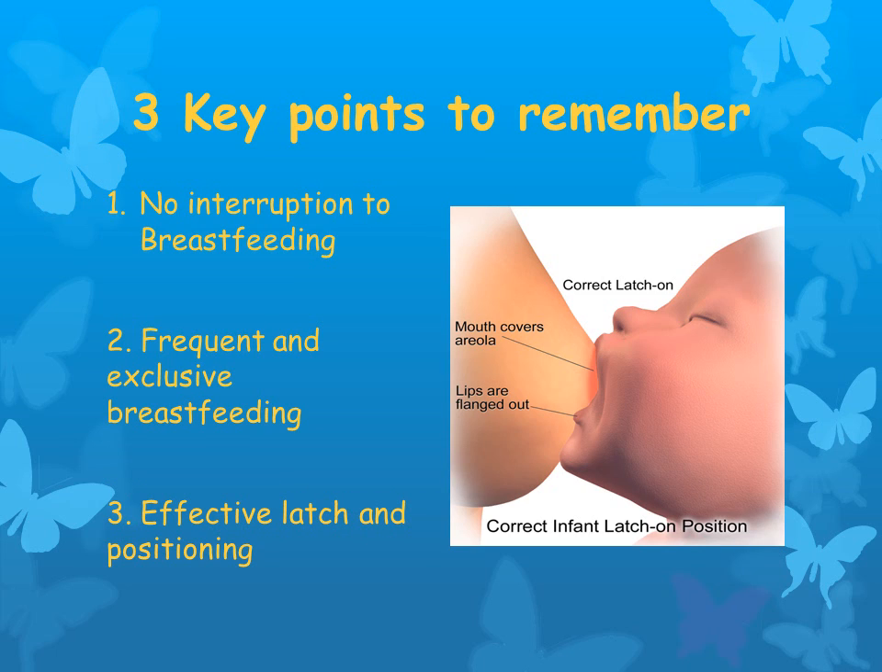There are 3 key points to remember in the management of infant jaundice: no interruption to breastfeeding, frequent and exclusive breastfeeding, and effective latch and positioning. In the picture, we can see that this infant has a nice deep latch, with the mouth covering the entire areola and the lips flanged out. This is important for the infant to stimulate milk production and effectively transfer milk.